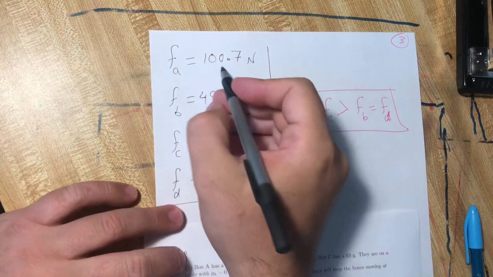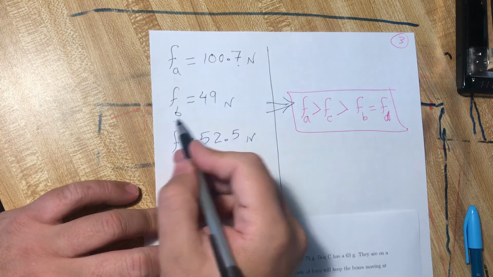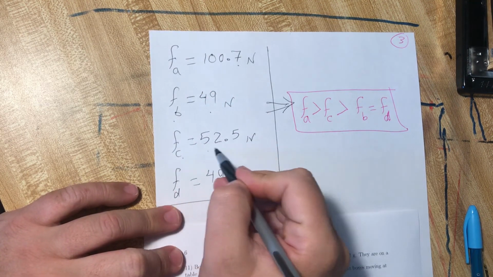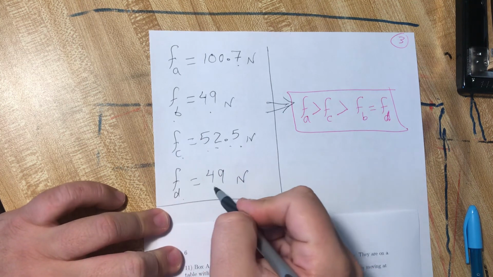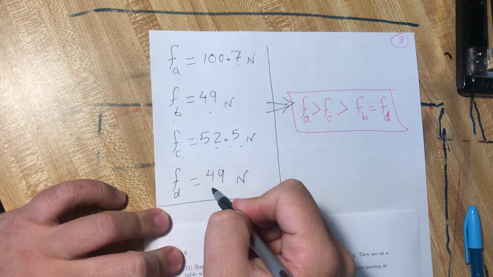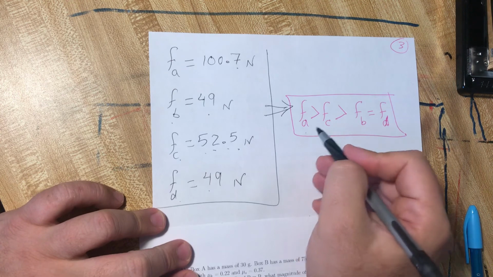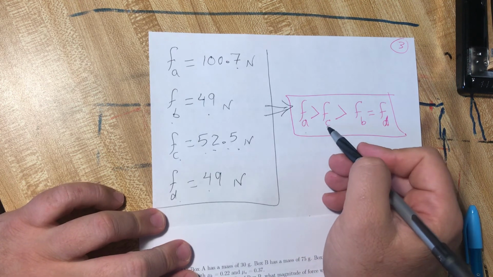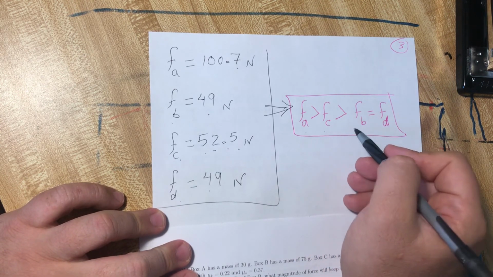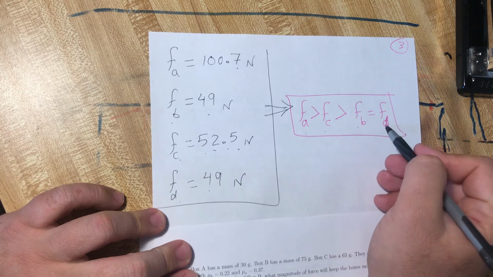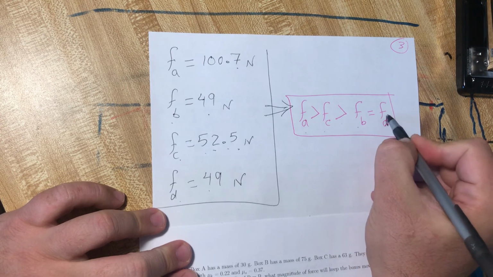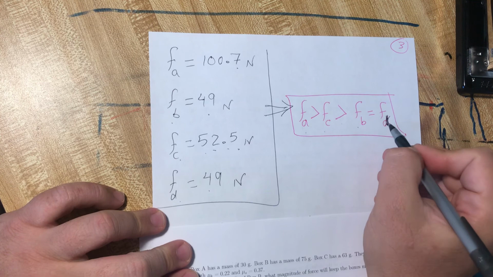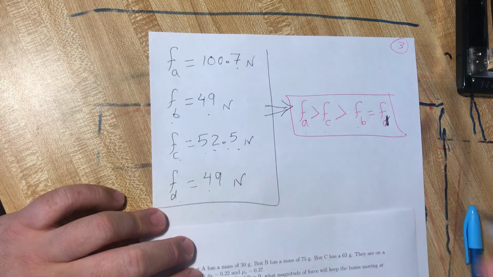Okay, now we have four forces. FA is equal to 100.7, FB 49, FC 52.5, FD is equal to 49. We can order them now. FA is greater than FC, which is greater than FB, which is equal to FD. Be careful how to compute each force.